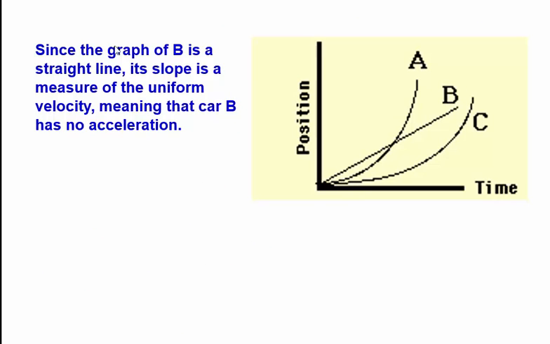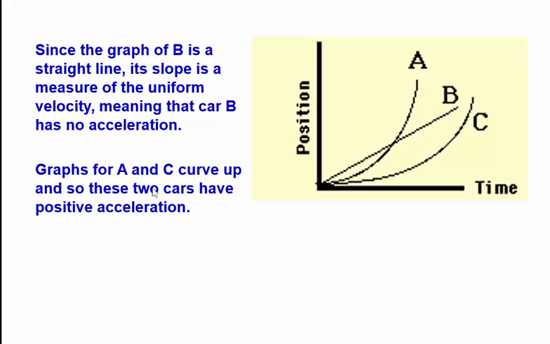Well, since the graph of B is a straight line, it has a constant slope. It means the velocity is a constant. If the velocity is a constant, it means there is no acceleration. That means car B is moving with uniform velocity. The slope of that graph will be that uniform velocity. Since the velocity is uniform, there is no acceleration.